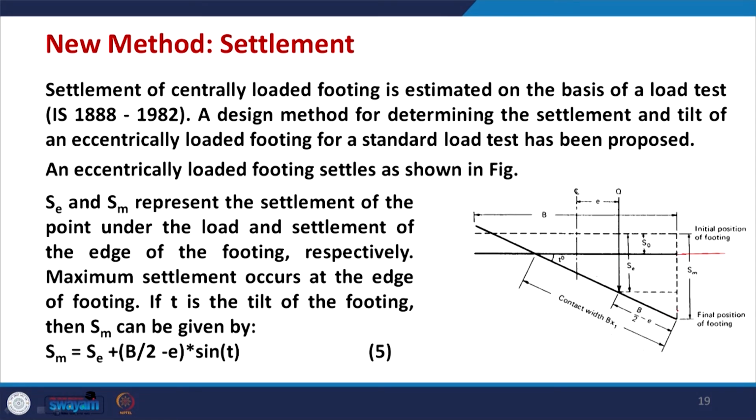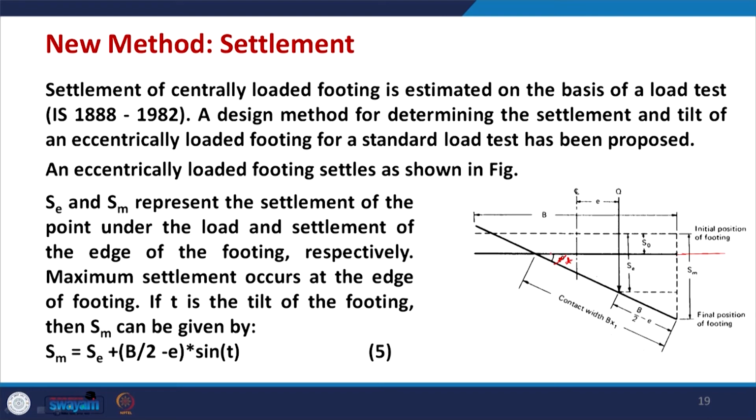So, now we have 3 quantities: S naught, SE and SM. S naught is the initial settlement of the footing due to the concentric load, while SE is the settlement under Q when it is subjected to eccentric load, and SM is the maximum settlement at the edge of the footing when it is subjected to eccentric load. Using this figure, we can easily derive equation 5, where SM is nothing but SE plus B by 2 minus E multiplied by tan T. This is T, not T naught.